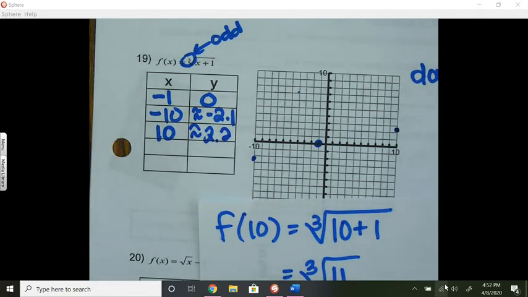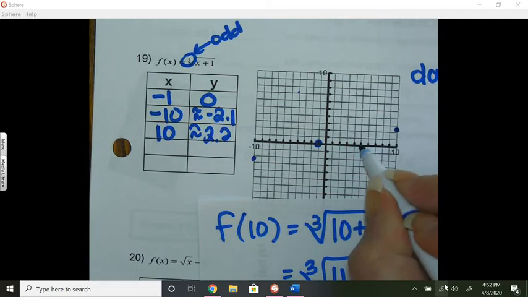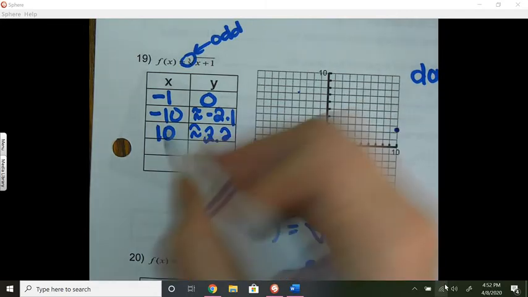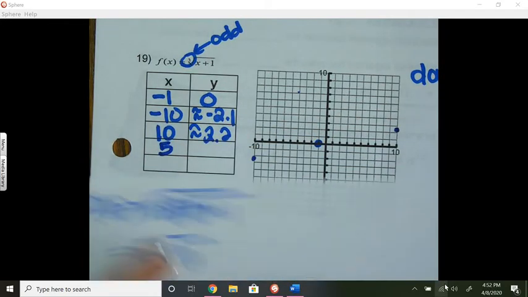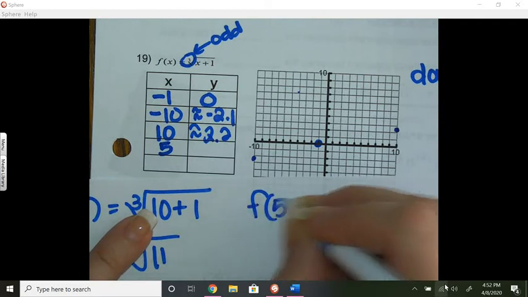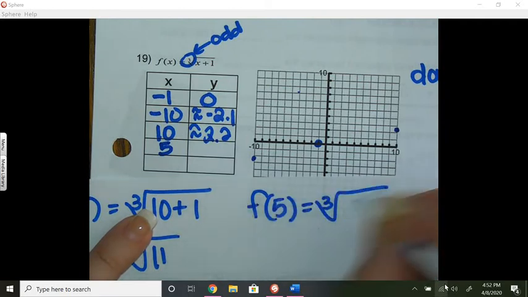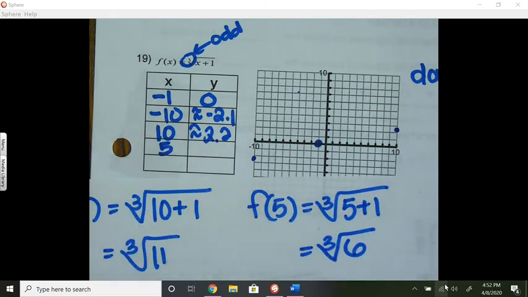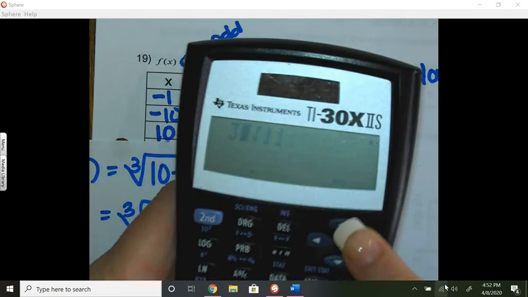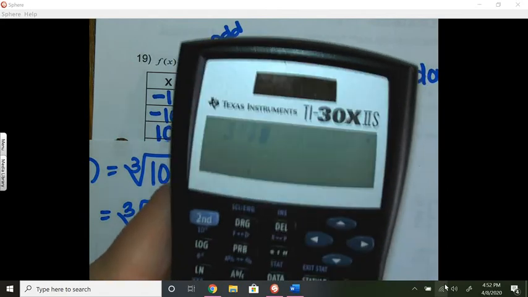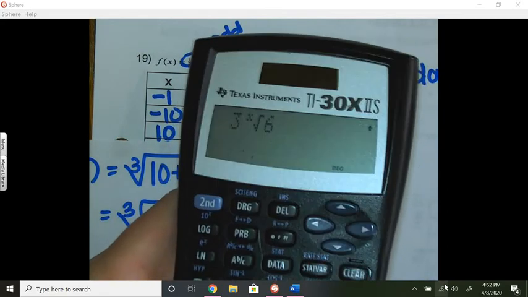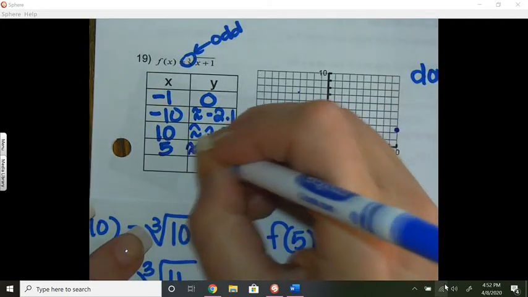Okay. So now maybe I'm going to pick something in the middle here. So maybe I'll pick 5. Now I'm going to plug in 5 for x. And we would get the cube root of 6. So what times itself 3 times is 6. And that's about 1.8. So about 1.8.